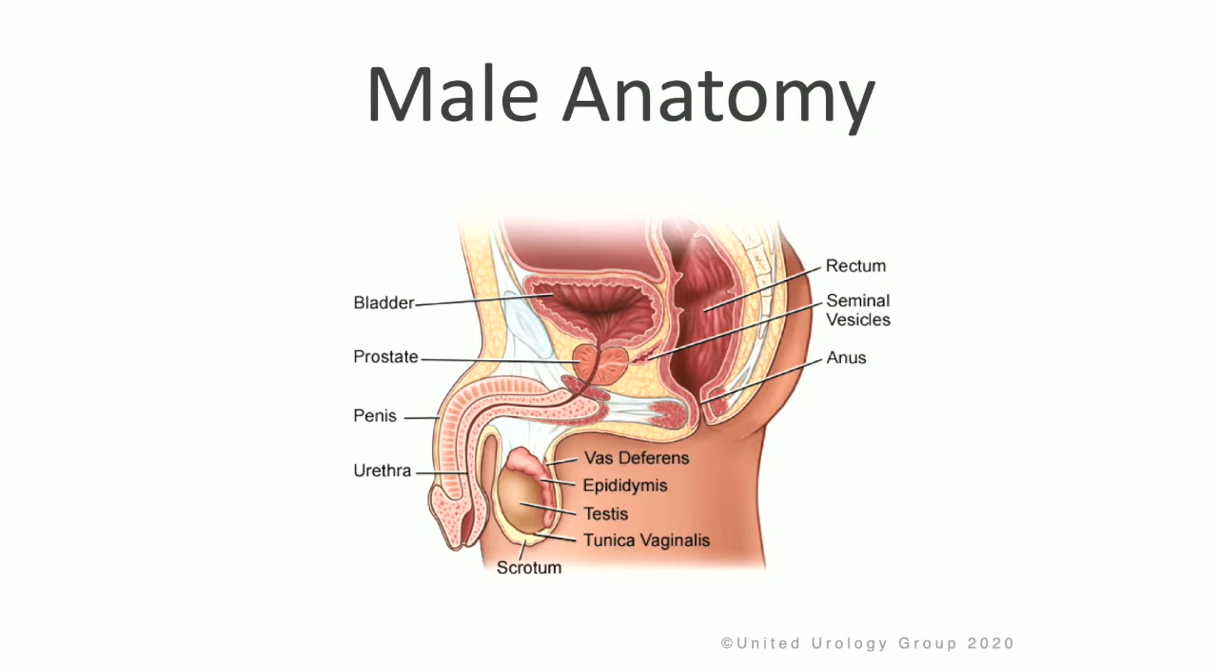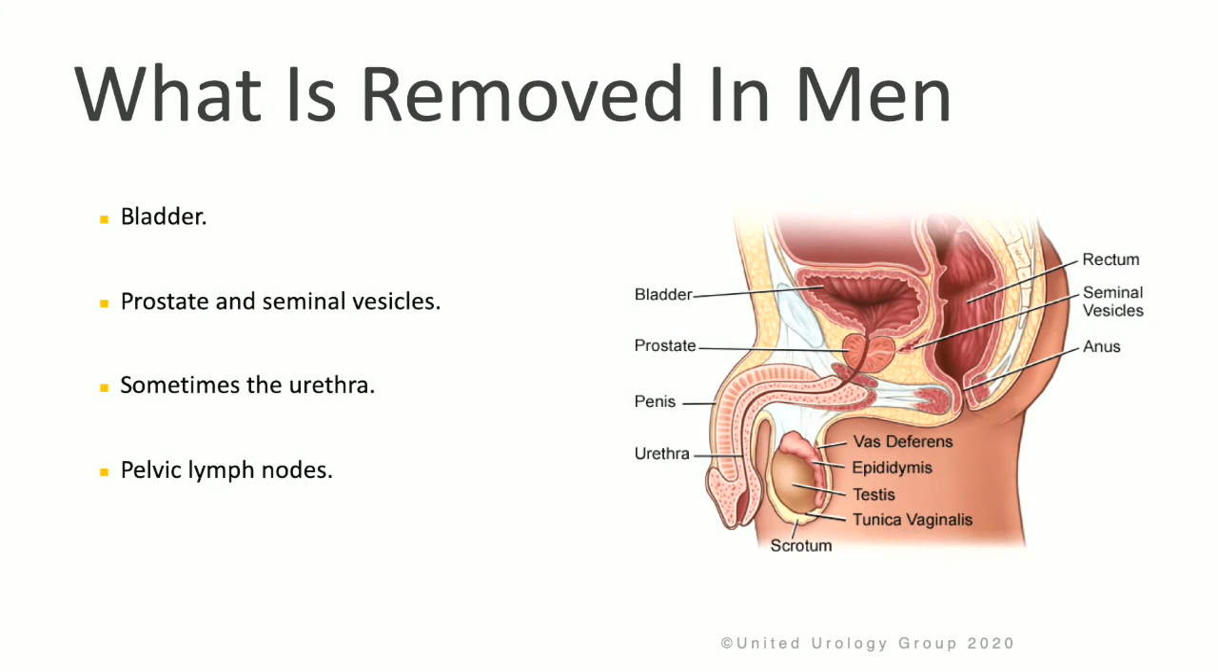The male anatomy is comprised of the bladder, the prostate, the penis, the urethra, the testicle, the epididymis, the vas deferens, and then behind the bladder, the rectum, the seminal vesicles, and the anus. In a radical cystectomy, the bladder is removed, the prostate and seminal vesicles are removed, sometimes the urethra and pelvic lymph nodes.